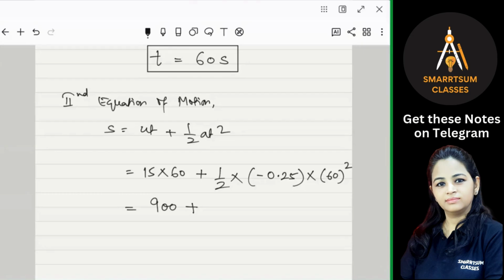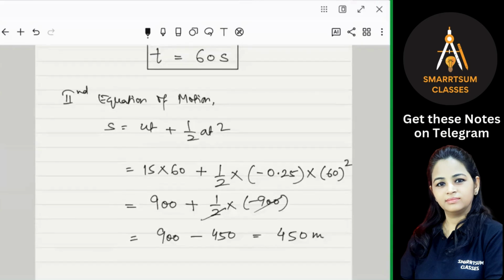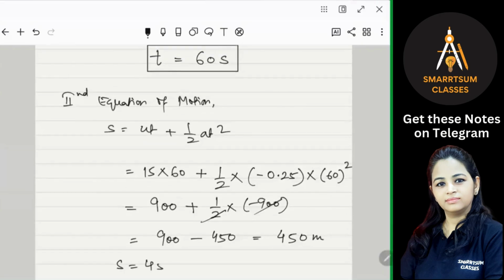60 into 60 is 3600, right? Into 0.5, which is minus 900. So 900 minus, this can be cut, minus 450, right? So this is 450 meters. This means before coming to rest, it has covered 450 meters of distance. So this is your second part. S is equal to 450 meters.